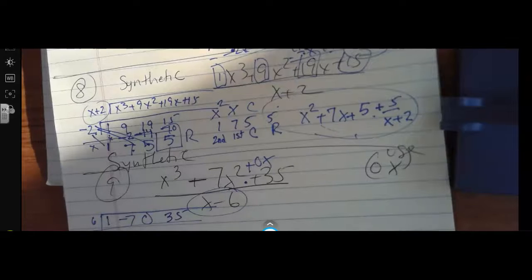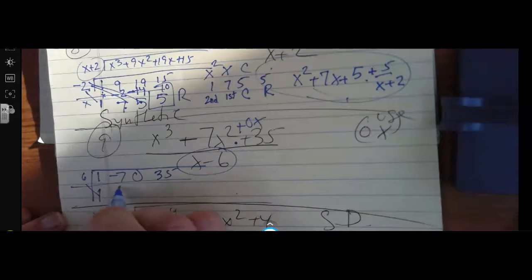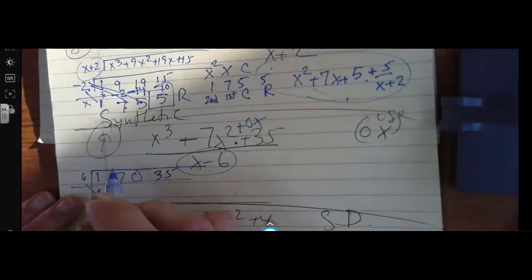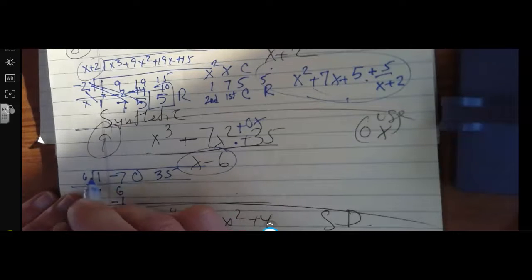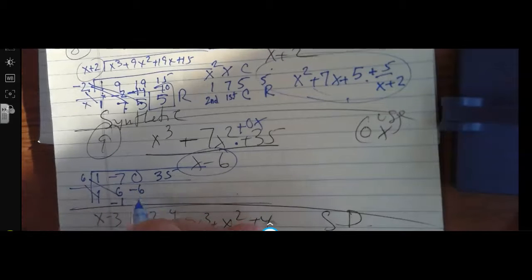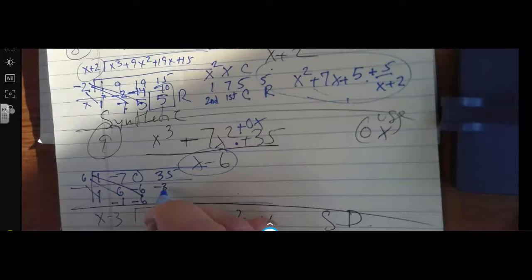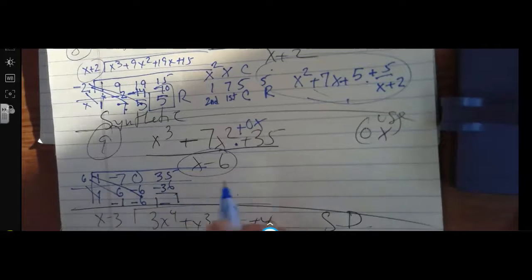Drop the 1. All right, so you drop the 1, use 6 times 1 is 6. You combine the 6 and the negative 7, you get negative 1. Use the word combine. So to subtract, it's negative 6. Combine 0 and negative 6, and we get negative 6. 6 times negative 6 is negative 36. Combine that, and we get a remainder of negative 1.